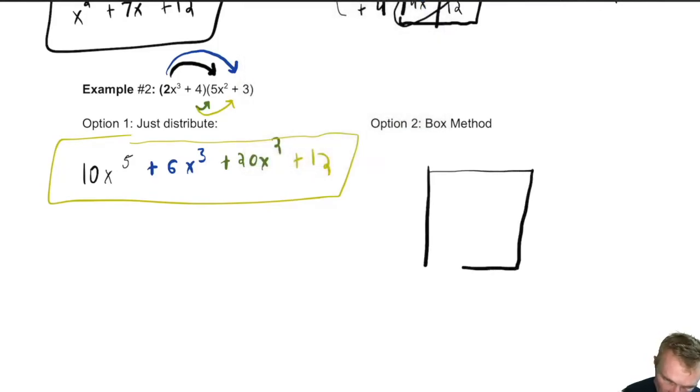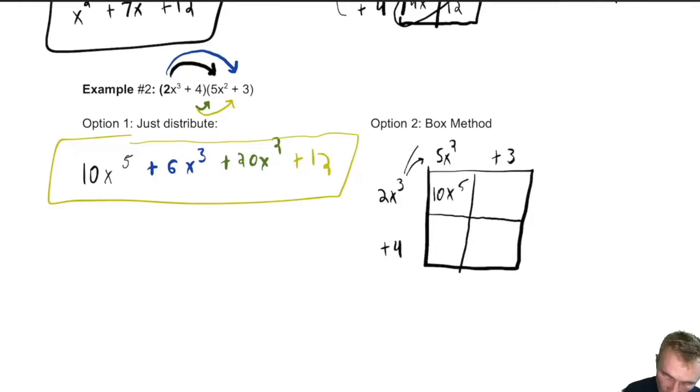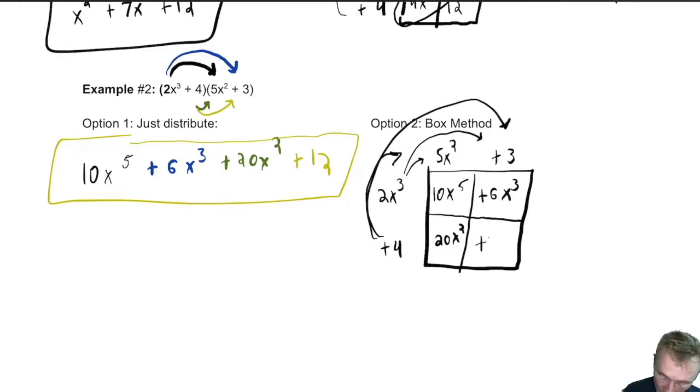If you like the box method, you just have to think, okay, I've got 2x to the third plus 4, and then over here, I've got 5x squared plus 3. It is just an organizational method. 2x to the third times 5x squared is 10x to the fifth. 2x to the third times plus 3. That's the exact same math. Just compare what I'm doing to what's on the left. Then we'd have 4 times 5x squared to make 20x squared. And finally, 4 times plus 3 to make plus 12.